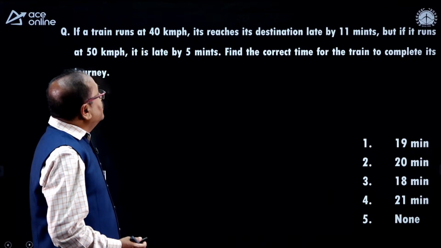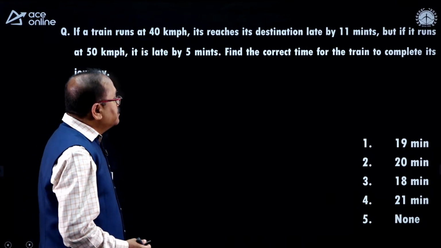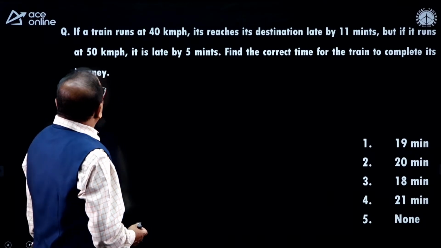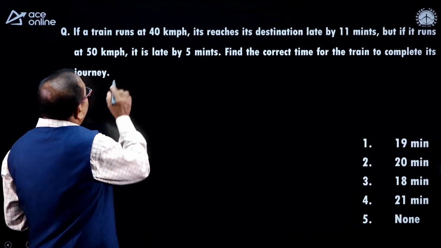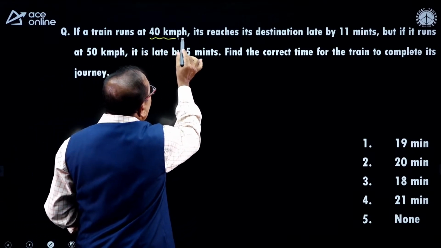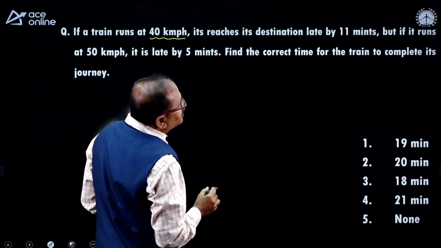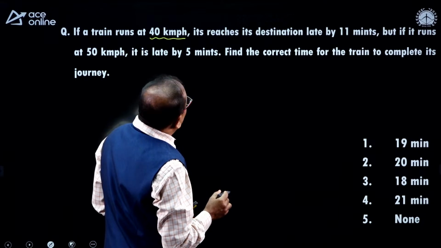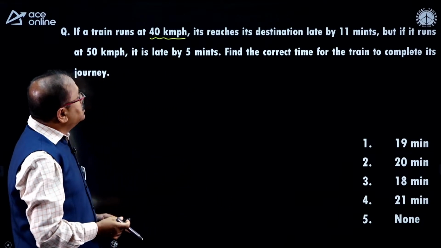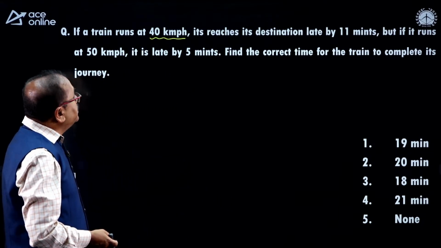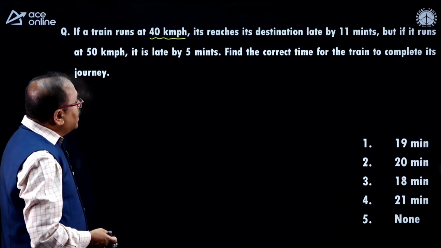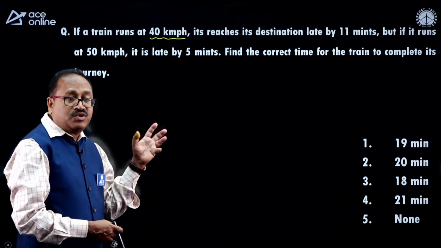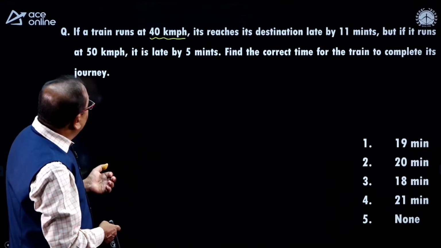Wow, good question, this one. So how do we answer this question here? If a train runs at 40 kilometer per hour, it reaches the destination late by 11 minutes. Of course, this question got repeated. So I will move on to the next slide. The same question got repeated over here.